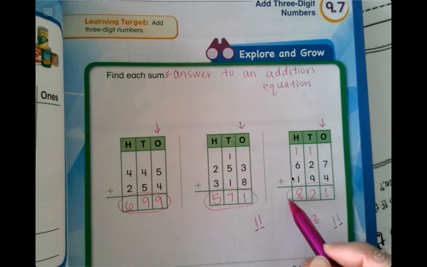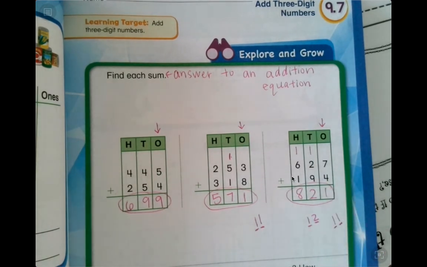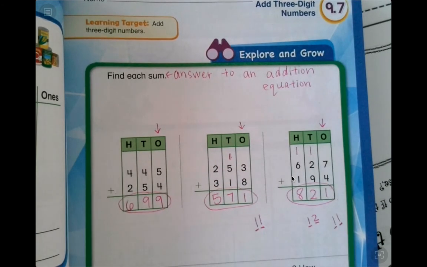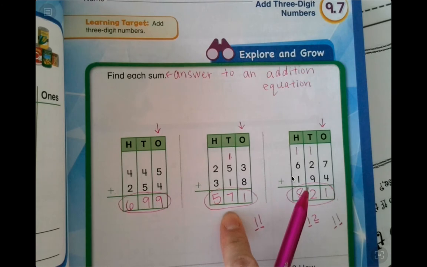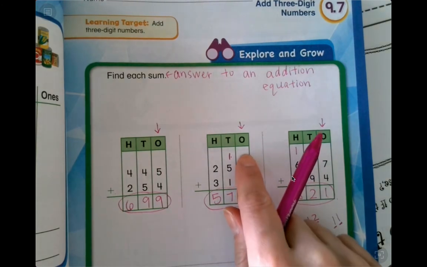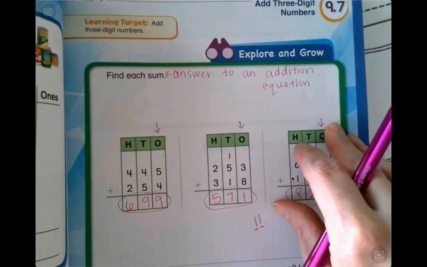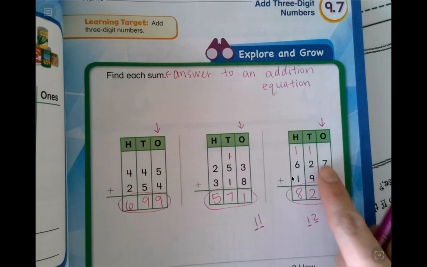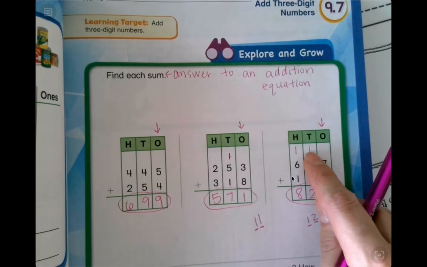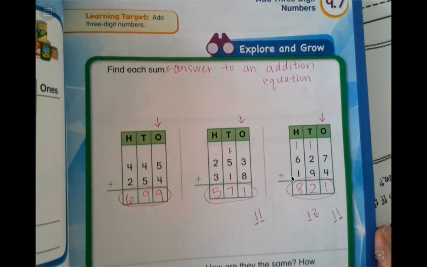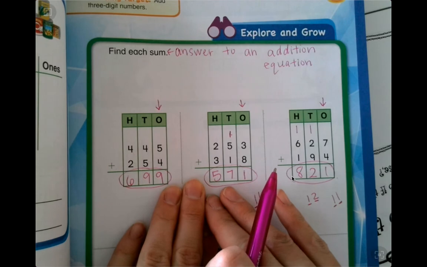821. I'm going to circle that because that is my answer. Okay. Now, what did you notice about this first one we did? Did we do any regrouping? No. The second one, did we regroup at all? Yes, we regrouped from the ones to the tens. We made a 10. And the third one we did, gosh, we regrouped twice. From the ones to the tens, we regrouped. And from the tens to the hundreds, we regrouped. Interesting. Okay, that is kind of how they are different.